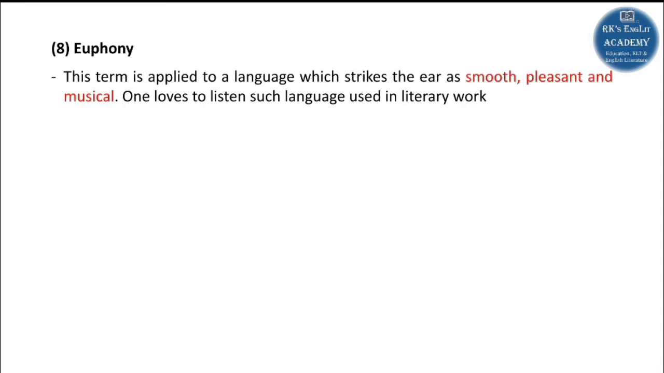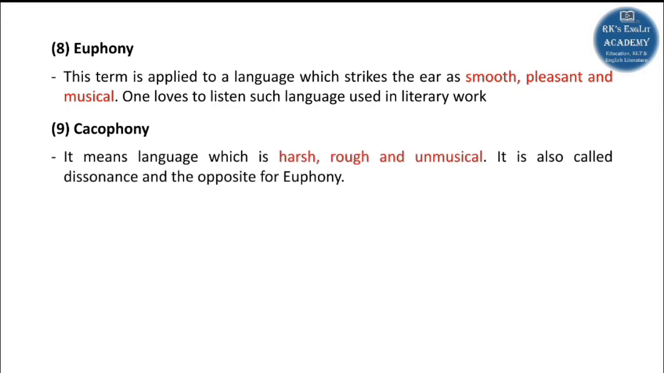The next is euphony. This term is applied to a language which strikes our ear as smooth, pleasant and musical. One loves to listen to such language used in a literary work. On the contrary, another word, cacophony. Cacophony means a language which is harsh, rough and unmusical. It is also called dissonance and is the opposite of euphony.